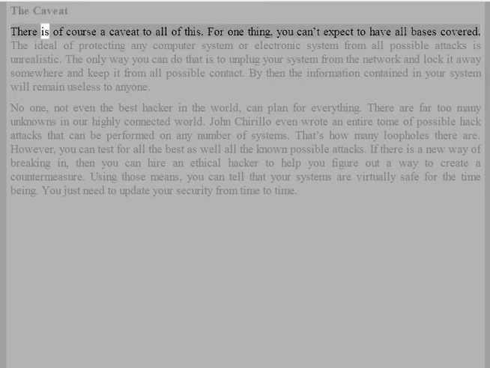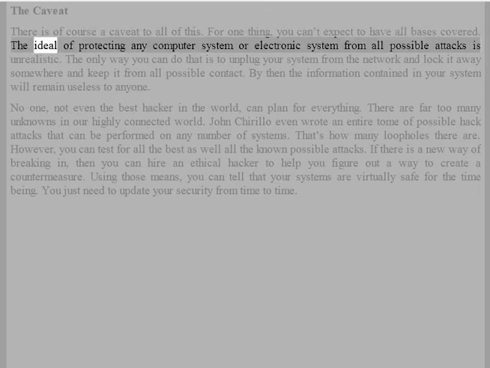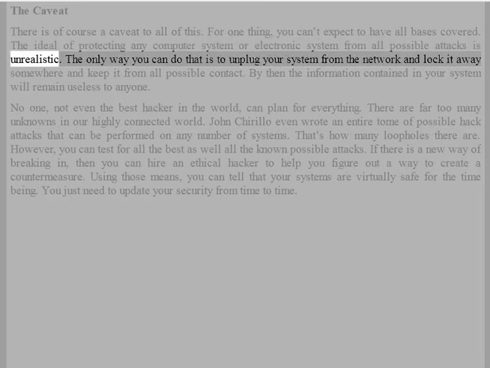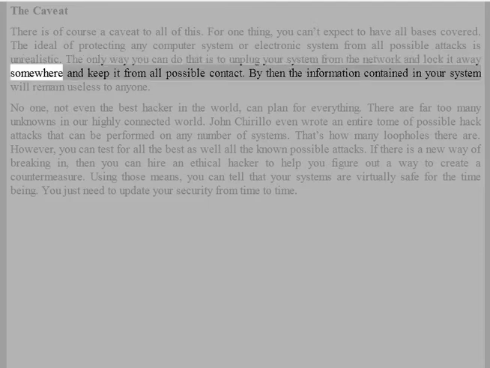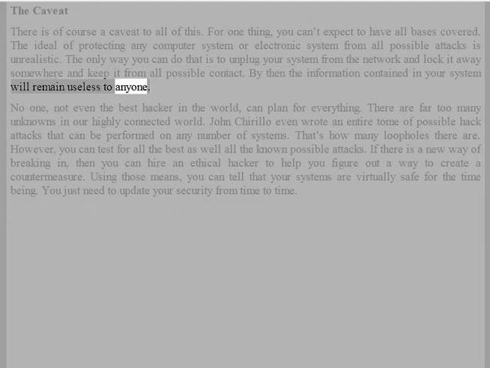The caveat: there is of course a caveat to all of this. For one thing, you can't expect to have all bases covered. The ideal of protecting any computer system or electronic system from all possible attacks is unrealistic. The only way you can do that is to unplug your system from the network and lock it away somewhere and keep it from all possible contact. By then the information contained in your system will remain useless to anyone.